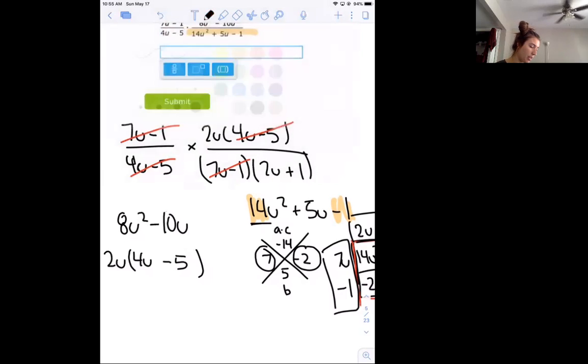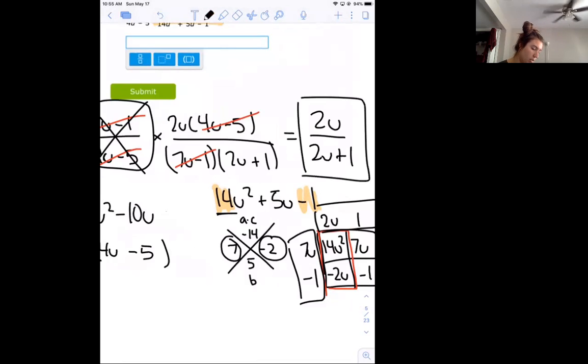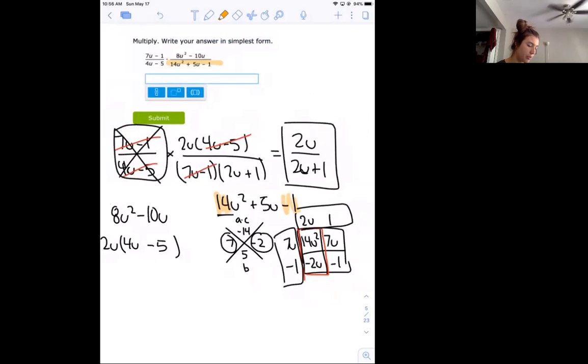And then all I'm left with is, well, this whole fraction just became nothing, right? And so I'm left with 2u on the top, and I have 2u plus 1 on the bottom. And so that's my answer, 2u over 2u plus 1. Now you cannot simplify the 2u's, right? Because on the bottom, this is a plus sign. It's being added to 1. So you can only simplify the top and the bottom if that term is being multiplied. And 2u is only being added, not multiplied. So you cannot simplify those. So that's your answer.